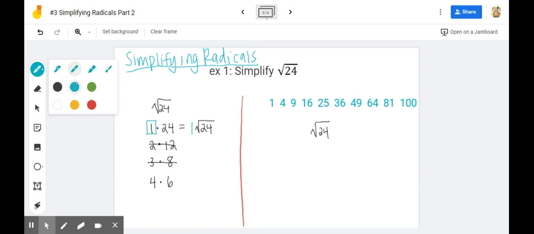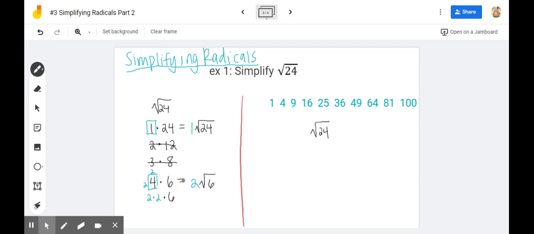But 4 does appear to be on our list as well. And remember, guys, this is like saying 2 times 2 times 6. Or you can think of it as 4 as that perfect square of a 2 by 2, which means the 2 comes out and the 6 stays in.